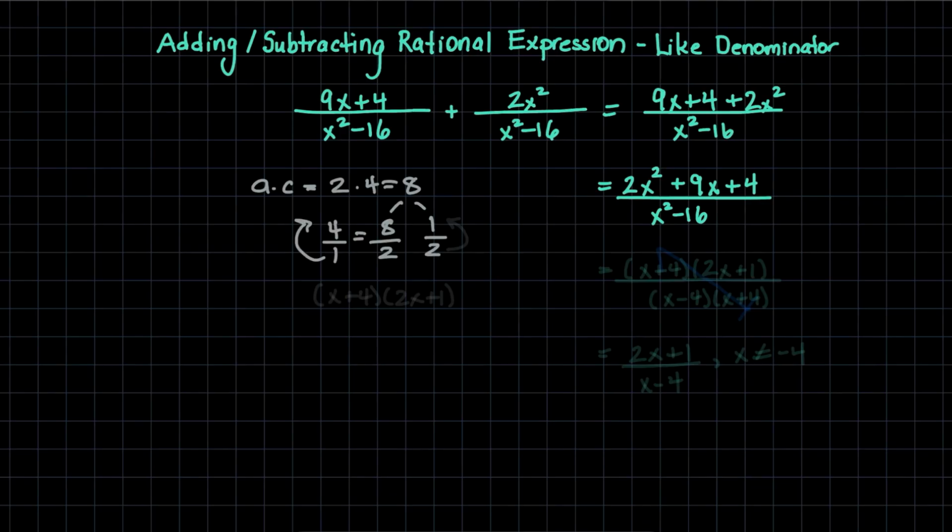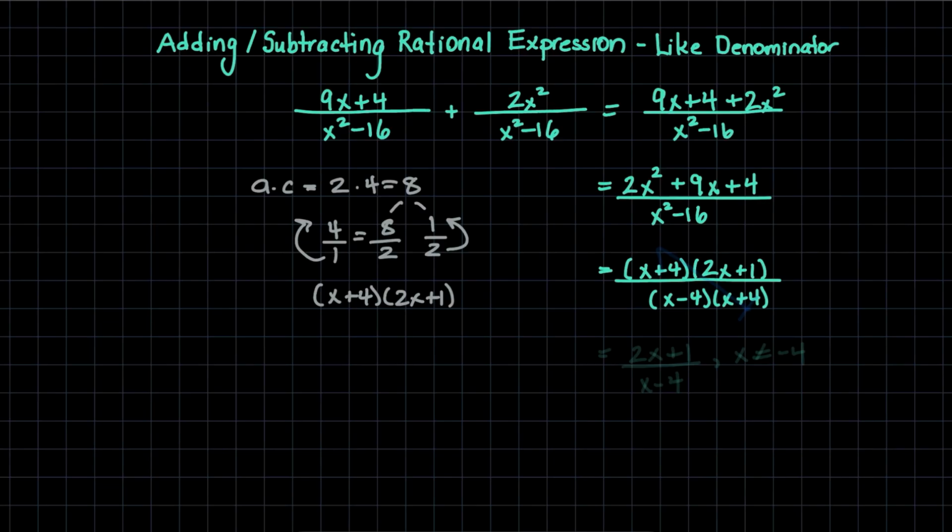And then remember, we go bottom to top. There's a video on this if you aren't sure how to factor when a is greater than 1. So this is x plus 4, and this is 2x plus 1. So we have x plus 4 times 2x plus 1. The bottom is a difference of two squares, x minus 4, x plus 4.